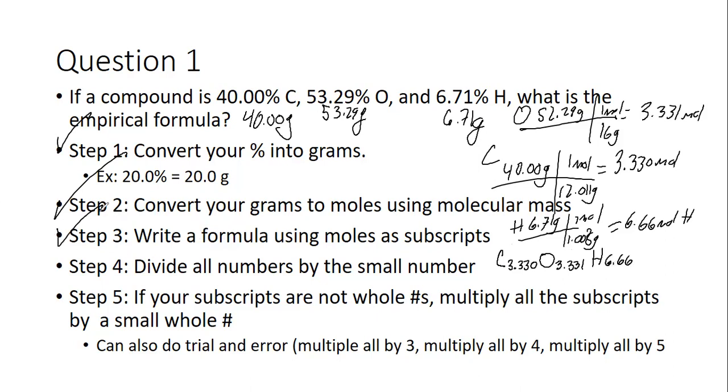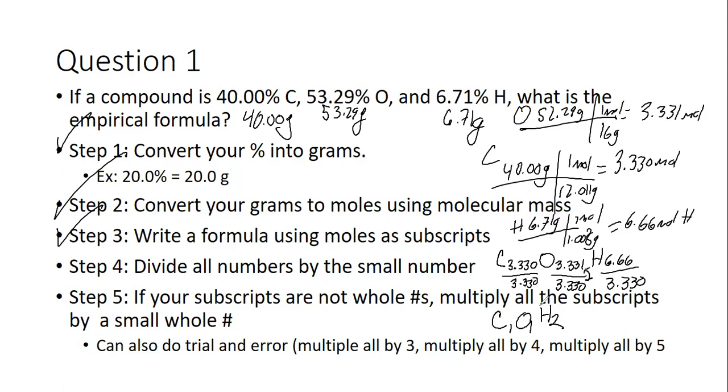Step 4, divide all by our smallest number. Our smallest number is 3.330. So I'm going to divide all these subscripts by that number. You get C1O1. I know this isn't exactly 1. So when you get something that's like 1.99, 1.98, 2.01, 2.02, feel free to round if it's extremely close.